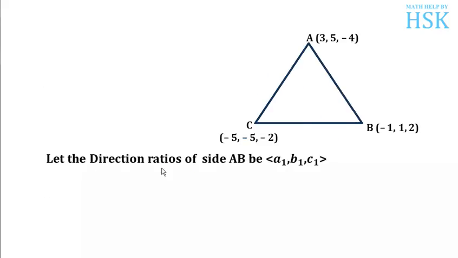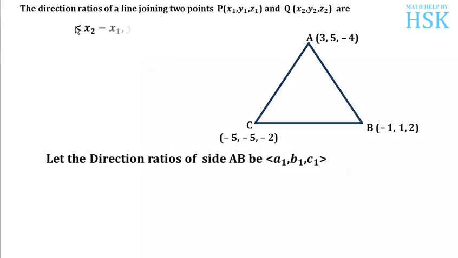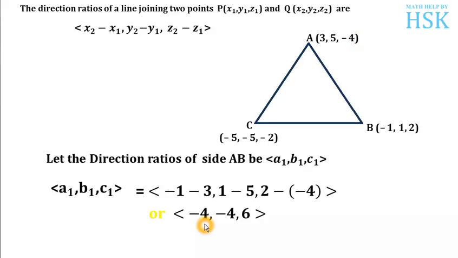Now let the direction ratios of the side AB be a1, b1, c1. To calculate the direction ratios, we are going to use this formula, and the direction ratios a1, b1, c1 can be written as minus 1 minus 3, 1 minus 5 and 2 minus minus 4. Which will be equal to minus 4, minus 4, 6, or dividing all three of them and writing in the simplest ratio, we are going to get this as minus 2, minus 2, 3.